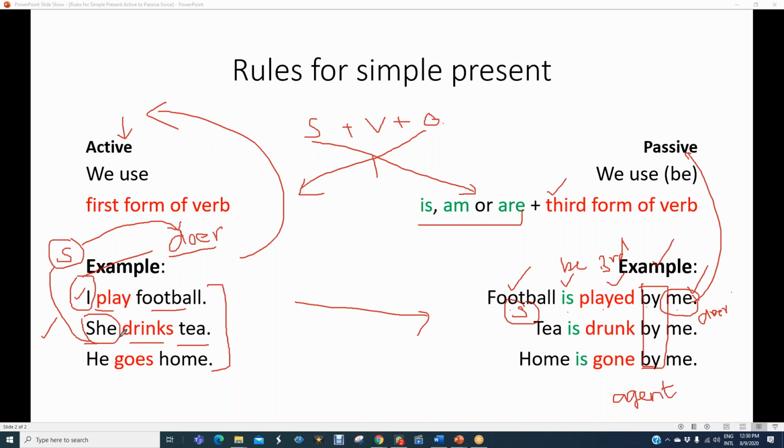Just like that, you have examples here. She drinks tea. Tea is drunk by me. The verb is the third form of the verb. He goes home. Home is gone by me. So you have the verb is and then the third form of the verb, gone. Notice here we have is all the way. Why do we have this? Because how many is your subject? Just one. Football. It's not footballs. It's just one. Tea is just one. Home is also one. Singular. That's why you have is. But if you have more than that, then you need are for it.